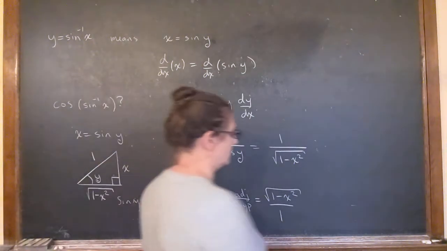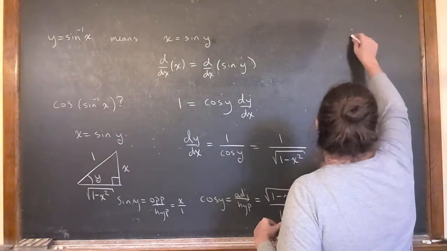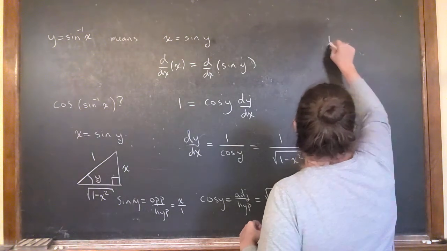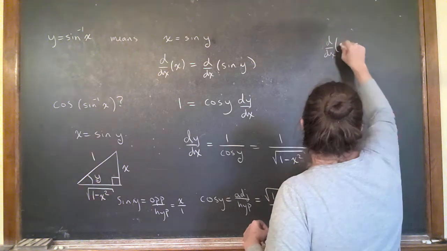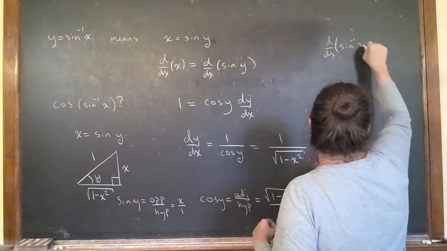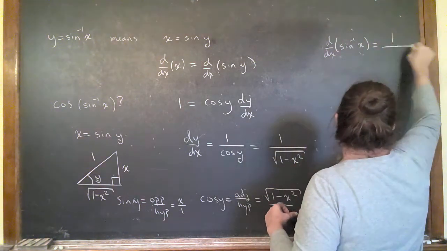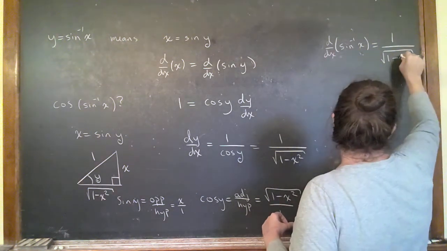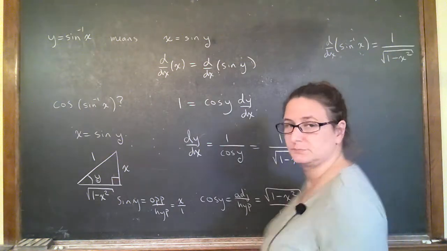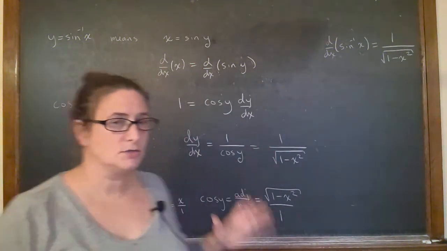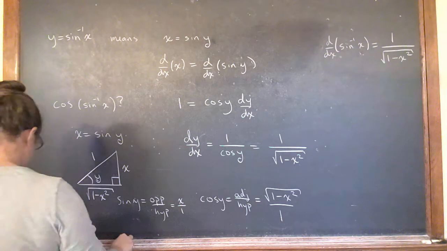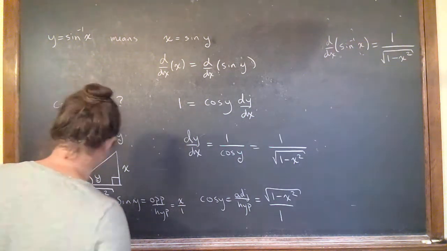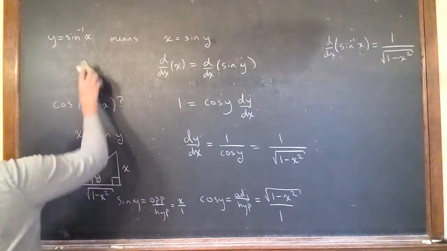So I'm going to put these over here. The derivative of inverse sine of x is 1 over the square root of 1 minus x squared. Great. So now you can do all 6 of them. I'm not going to do all 6 of them on the board. You probably don't want to watch me do all 6 of them.